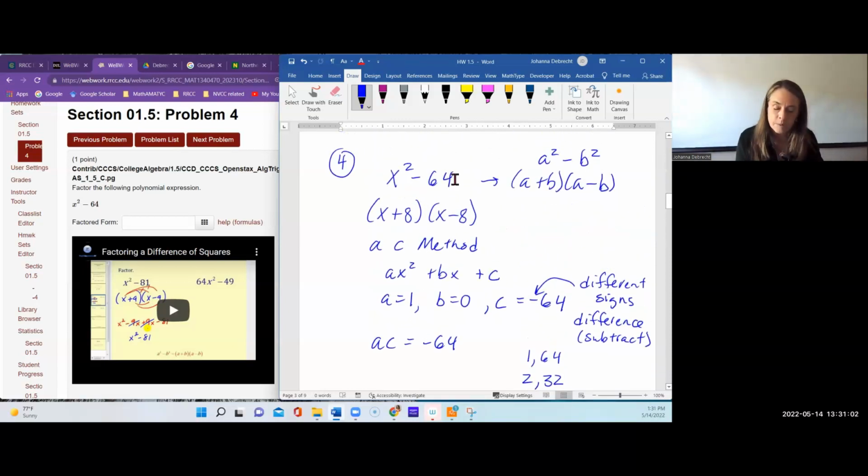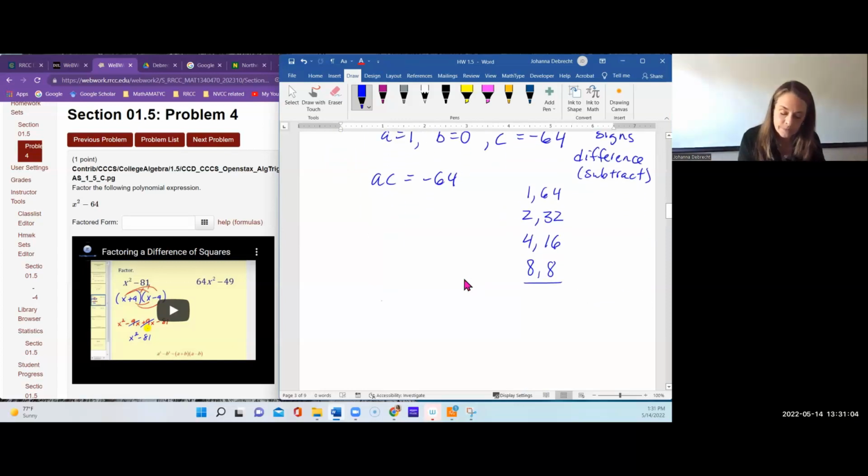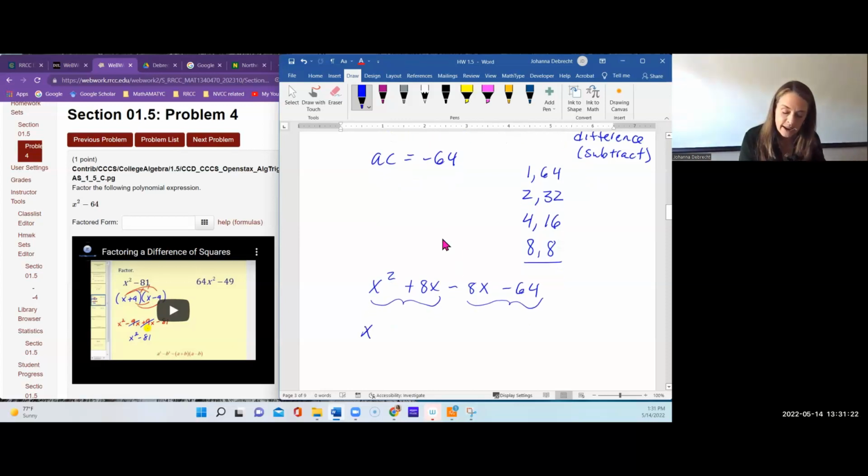So I start with my problem again, x squared minus 64. And I write it with a plus 8x and a minus 8x, which gives me the 0x in the middle, minus 64. Then I group them, first two, second two. Out of the first two, the greatest common factor is x, and it leaves behind x plus 8. To make this work, the other one has to also leave behind a positive x plus 8. In order to have that happen, I need to take out the negative by factoring it. So I factor out a negative 8, which leaves behind x plus 8.